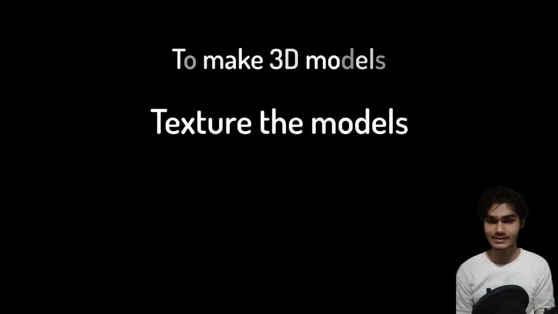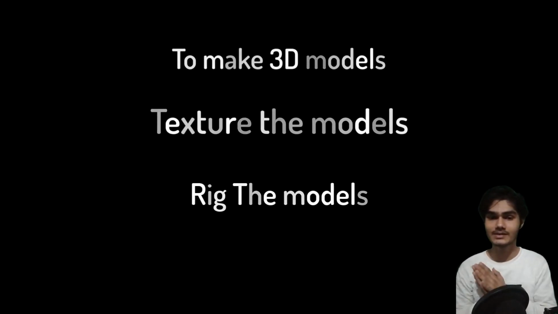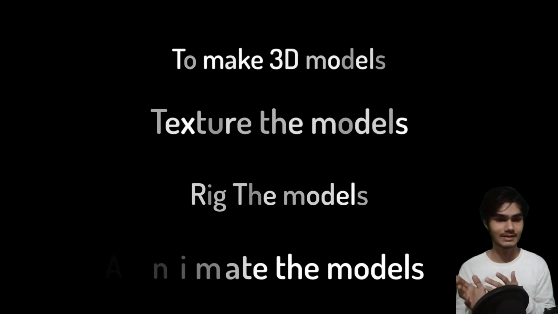3D modeling softwares are used to make 3D models, texture them, then rig them. Rigging basically means to give them bones which we can use to animate them, and last but not least, animate them. Now let's talk about the second most important thing in game development, coding.